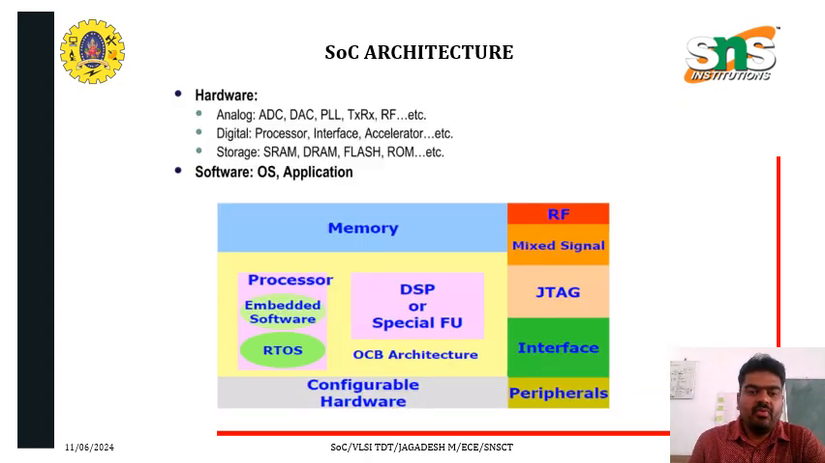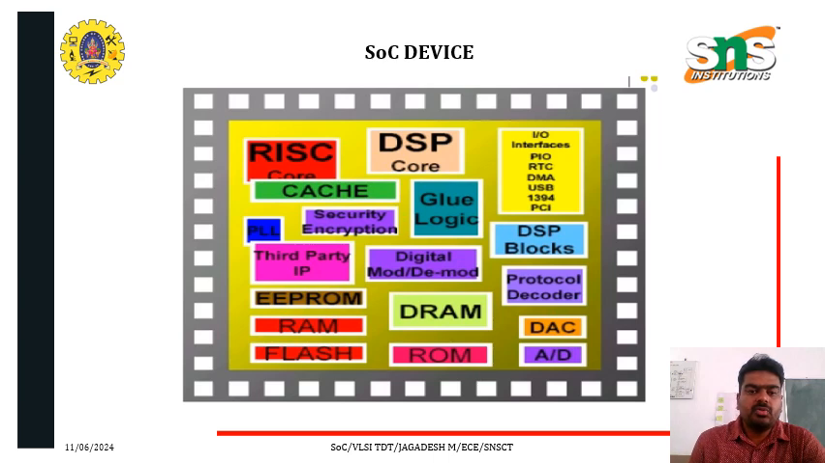When it comes to the hardware, the analog ADC, DAC, PLL, transmitter, receiver, RF, etc. will be available. For the digital, processor, interface, accelerator, etc. will be available. The storage, SRAM, DRAM, flash, ROM, etc. is available in the SoC. And for the software, the OS and the application are there. So in the SoC device, as we have seen in the SoC architecture, there are several components. The same thing is mentioned in the SoC device: DRAM, ROM, DAC, ADC, RAM, flash, third-party IP, RISC, and DSP core. Everything is there.